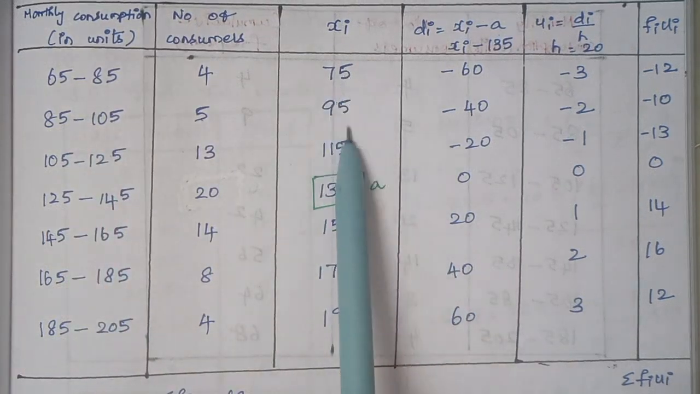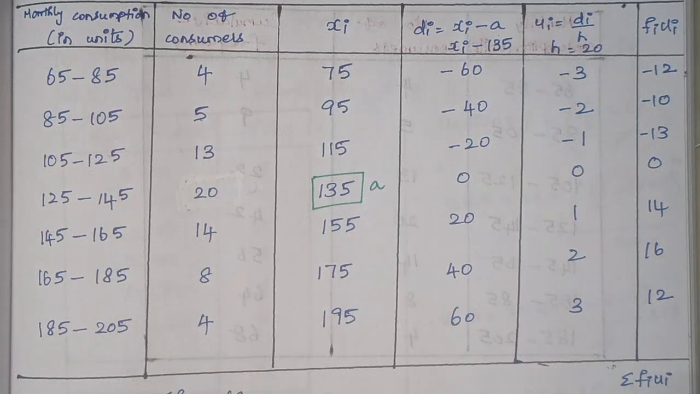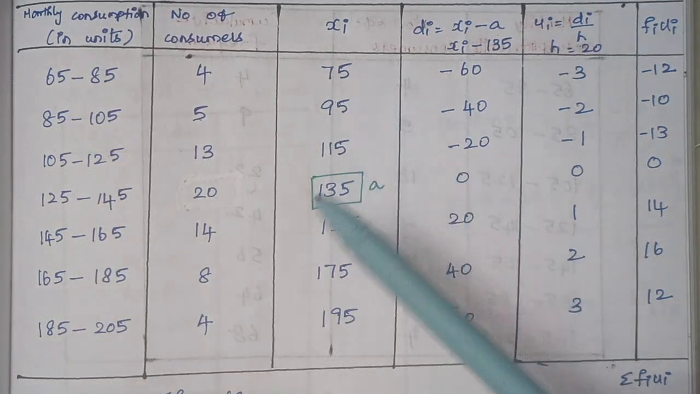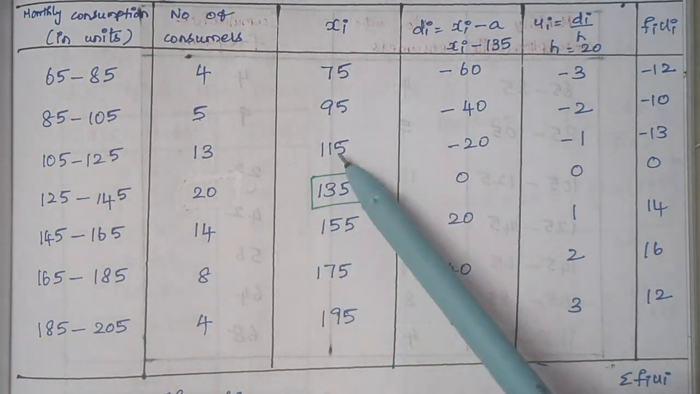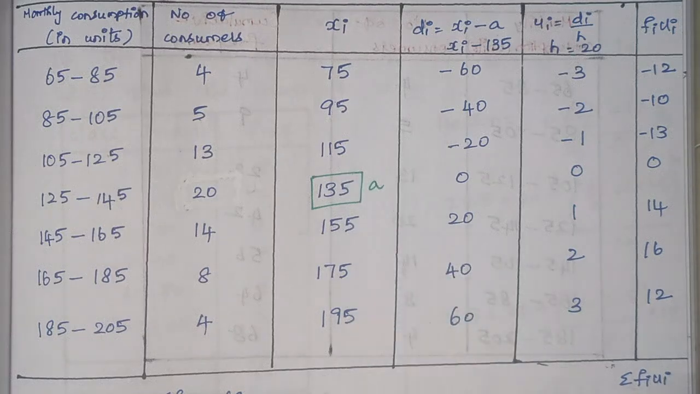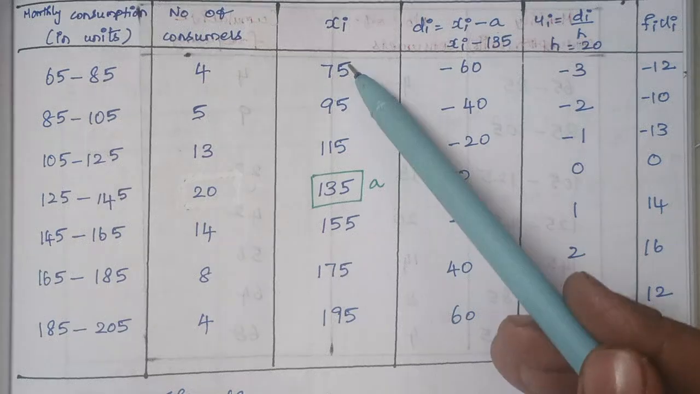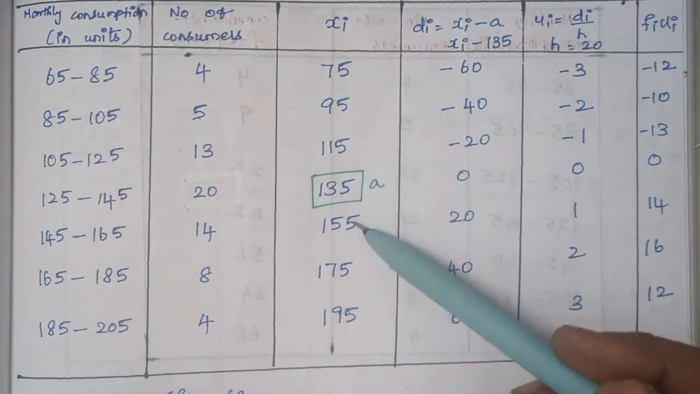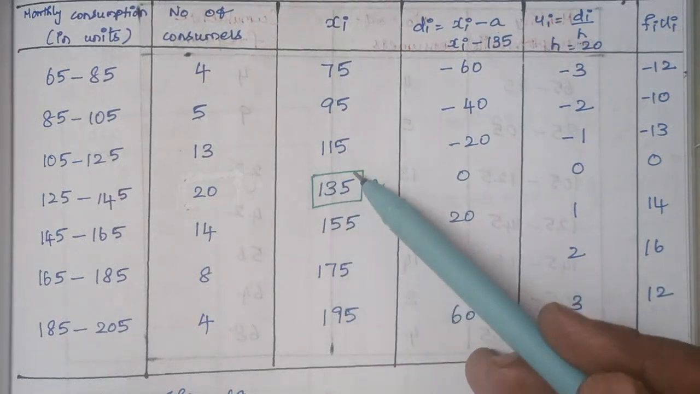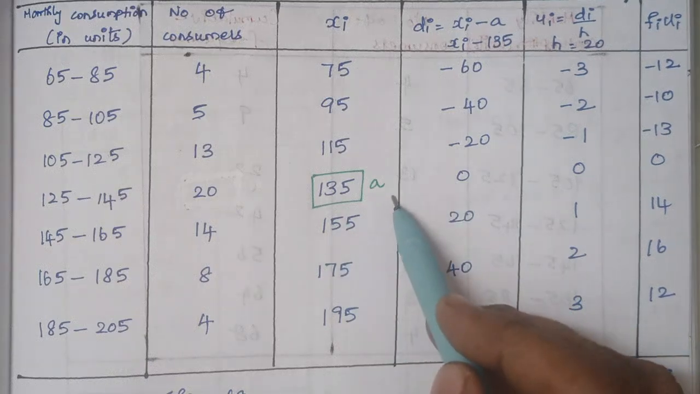So we have listed out the values of xi. Just count how many terms we have here: 1, 2, 3, 4, 5, 6, 7. So totally we have 7 terms. It is very easy for us to select the value of A. You can select the middle number. Here we leave the top 3 and bottom 3, and in the middle we have 135. So this is the value of A.